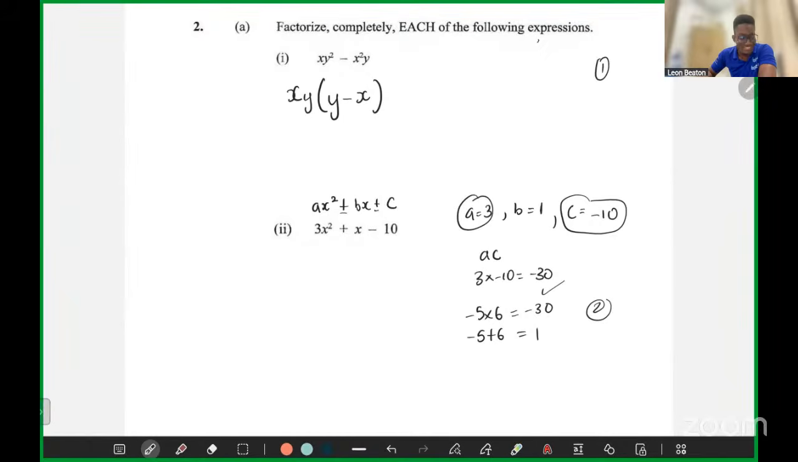All right. These are the two terms I'm using, and these are the two terms I'm replacing the x with. So this will now be 3x squared minus 5. And we put back whatever variable we have there. So minus 5x plus 6. And you put back the variable as well, then minus 10.